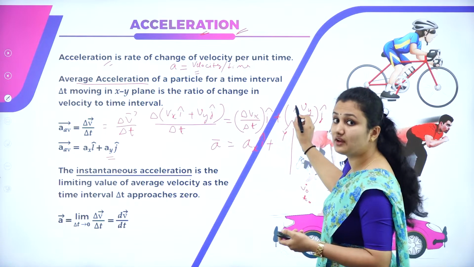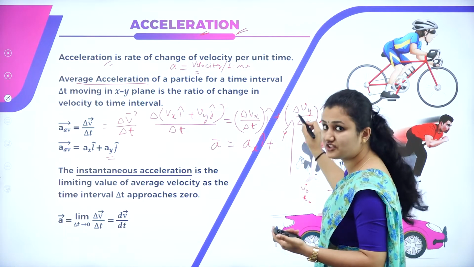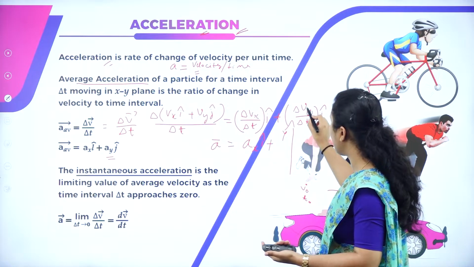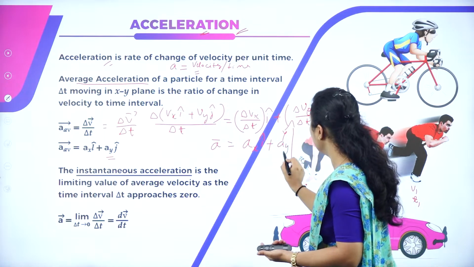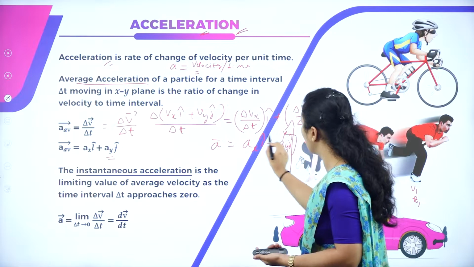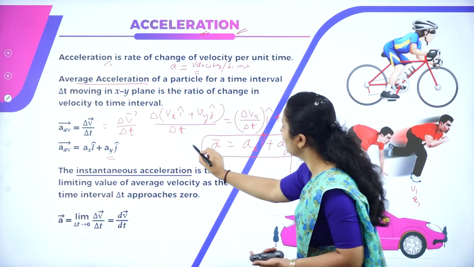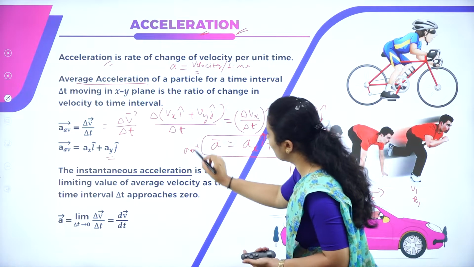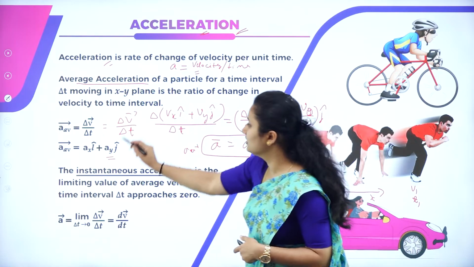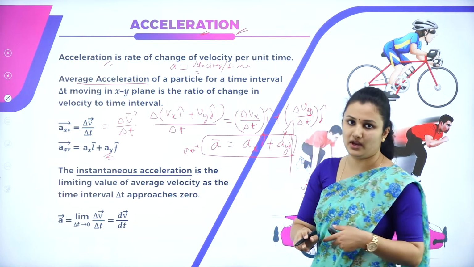What is change in velocity? Delta V is the change in velocity by change in time along the y-axis. So it will be a_y j cap. So this is my average acceleration. This is how I got this equation.